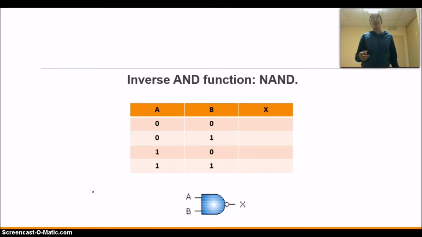For example, here 0 times 0 in the normal AND we know is 0, but here it's the opposite, so 0 times 0 is going to be 1. 0 times 1 is also going to be 1. 1 times 0 is going to be 1, and 1 times 1 is going to be 0. So in this case, two high inputs are going to generate a low output, and different inputs are going to generate a high output.